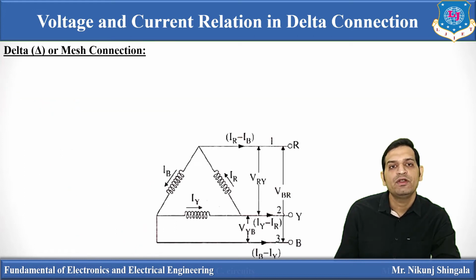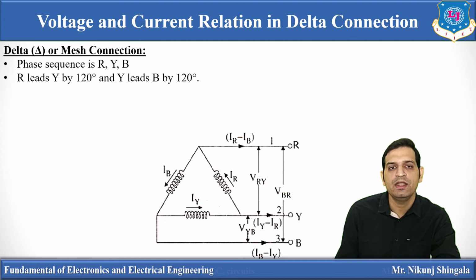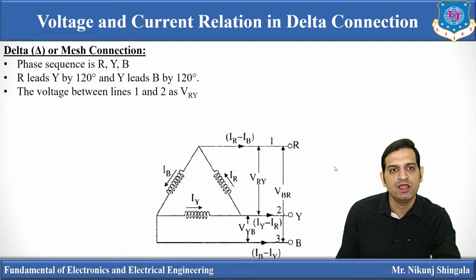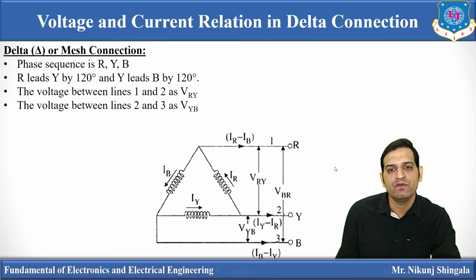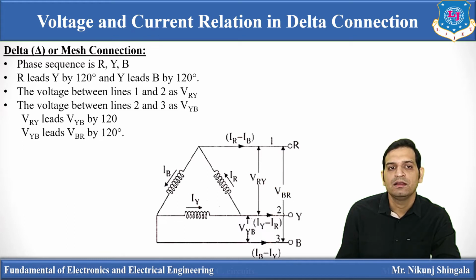Now, for delta connection, first let us derive the phase voltage and line voltage relationship. So phase sequence is RYB as usual. R leads Y by 120, Y leads B by 120, and B leads R by 120. The voltage between line 1 and line 2 is VRY, that is a line voltage. The voltage between line 2 and 3 is VYB, and that between B and R is VBR. Now VRY leads VYB by 120 degrees, VYB leads VBR by 120 degrees.